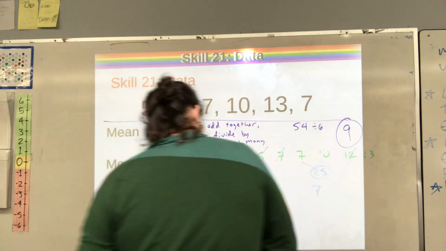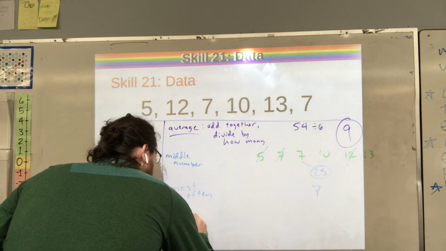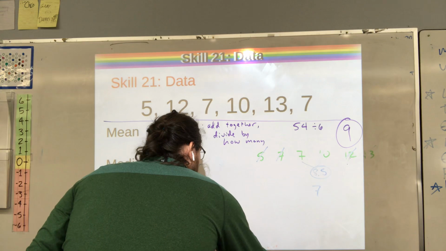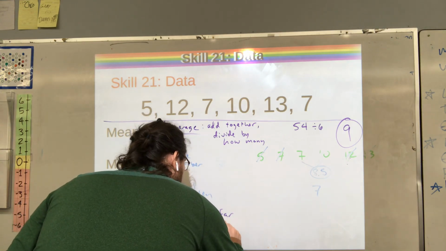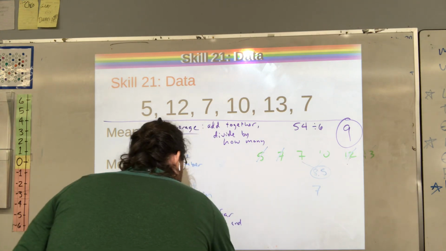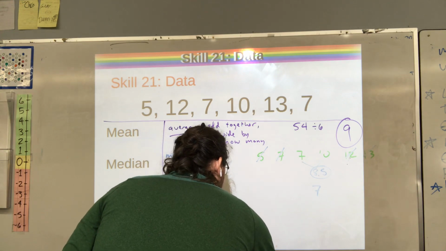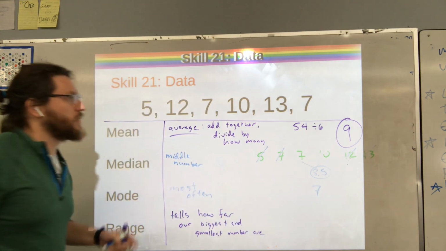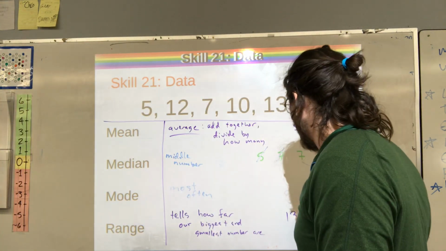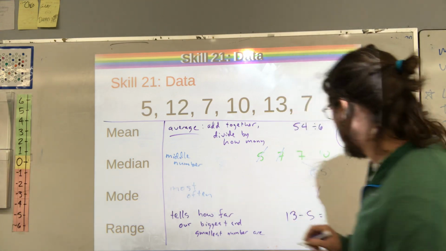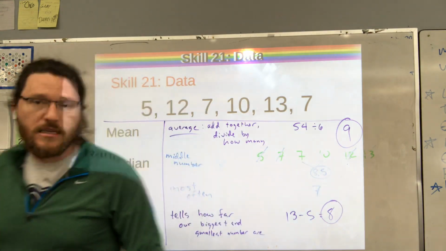So all we have to do here, let's see, let's write that in. It tells how far our biggest and smallest number are. Okay, and so for this number set, our smallest number is 5, our biggest number is 13. All we have to do is 13 minus 5. Our range here, our measure of spread, tells us that these numbers are spread out by 8 different values.